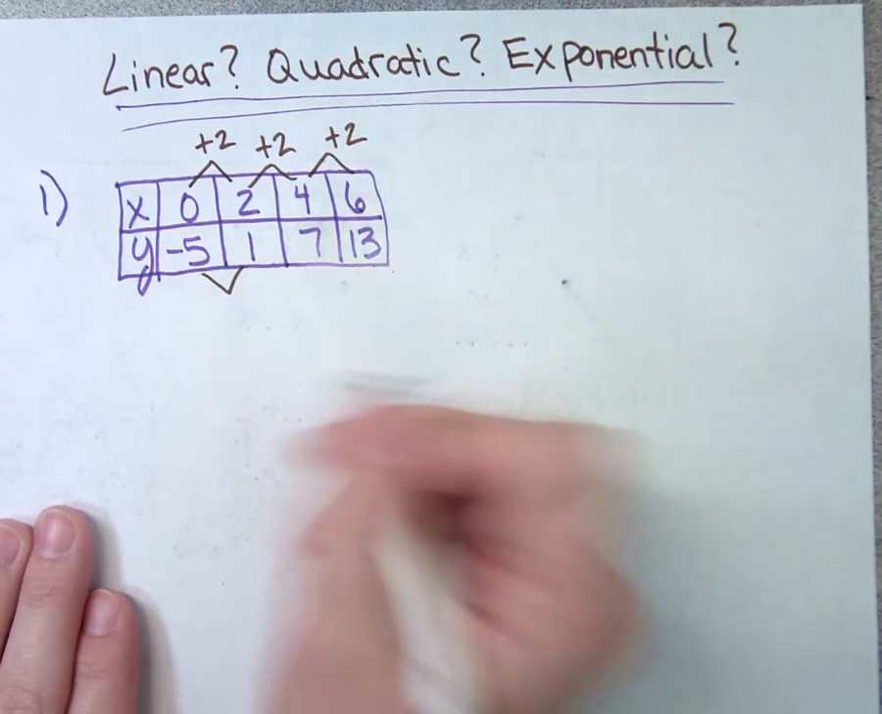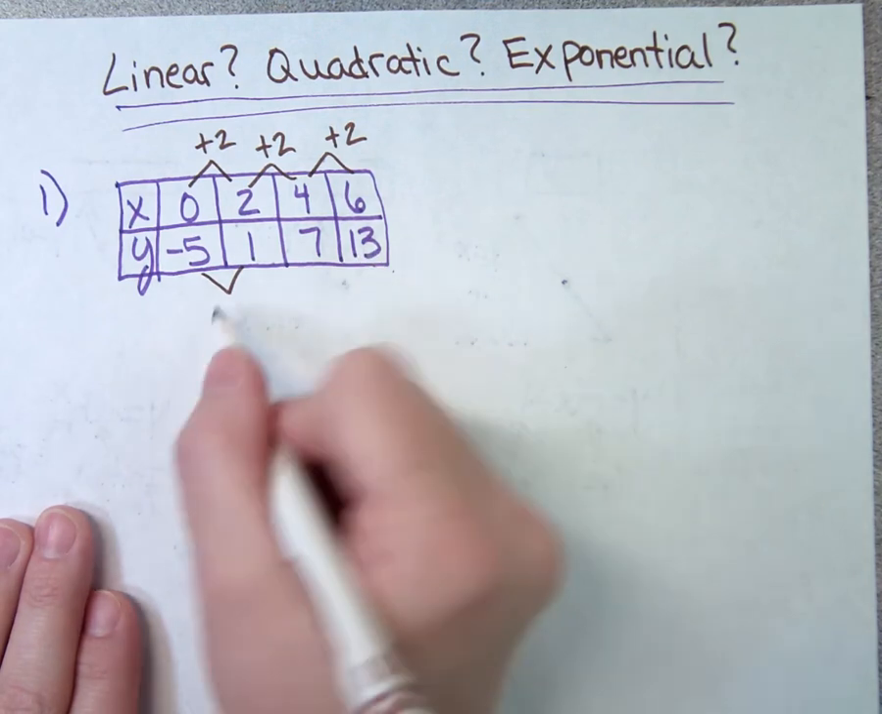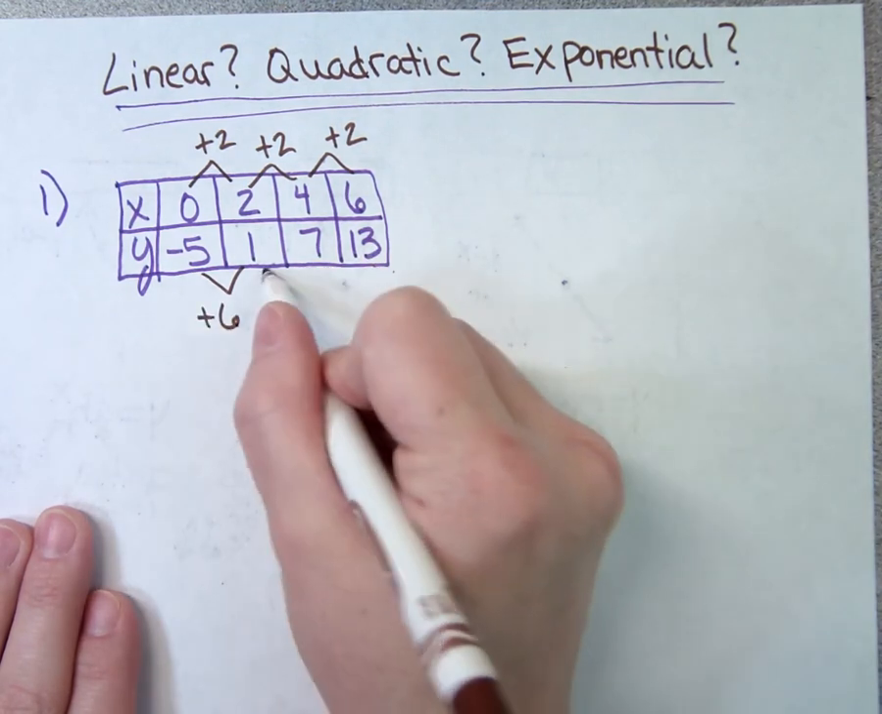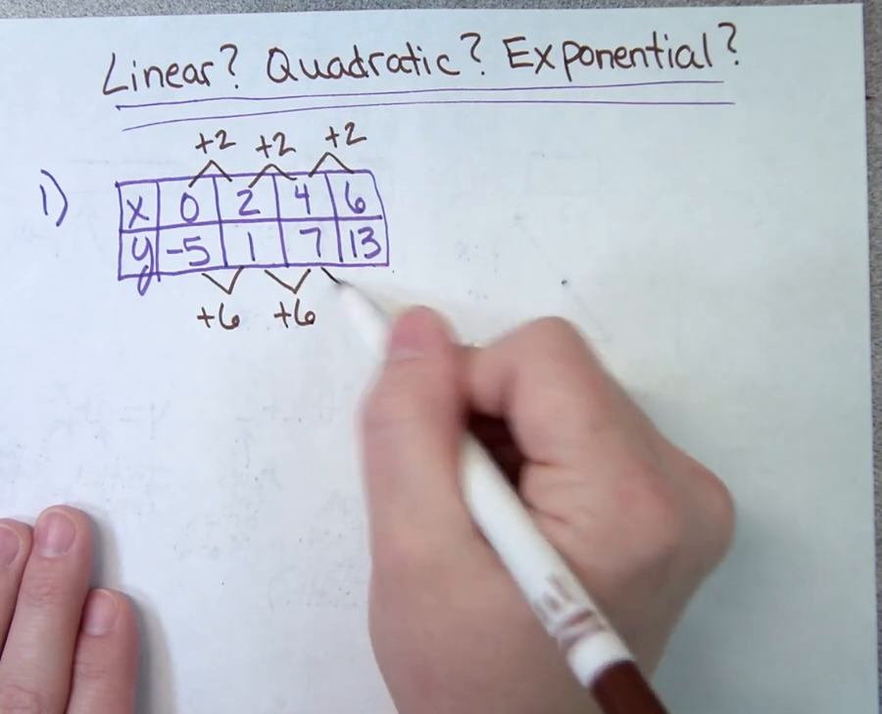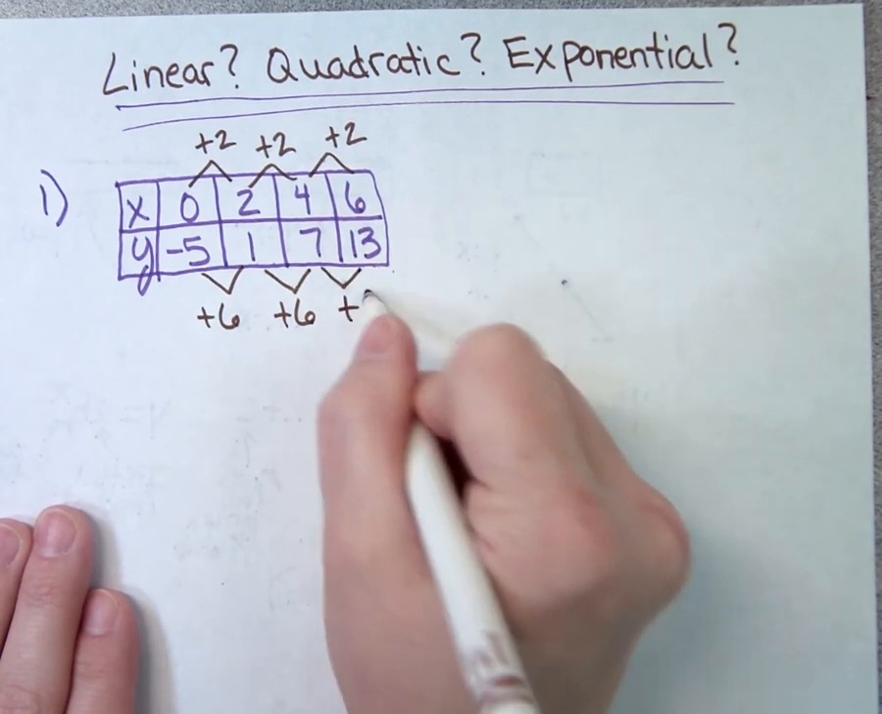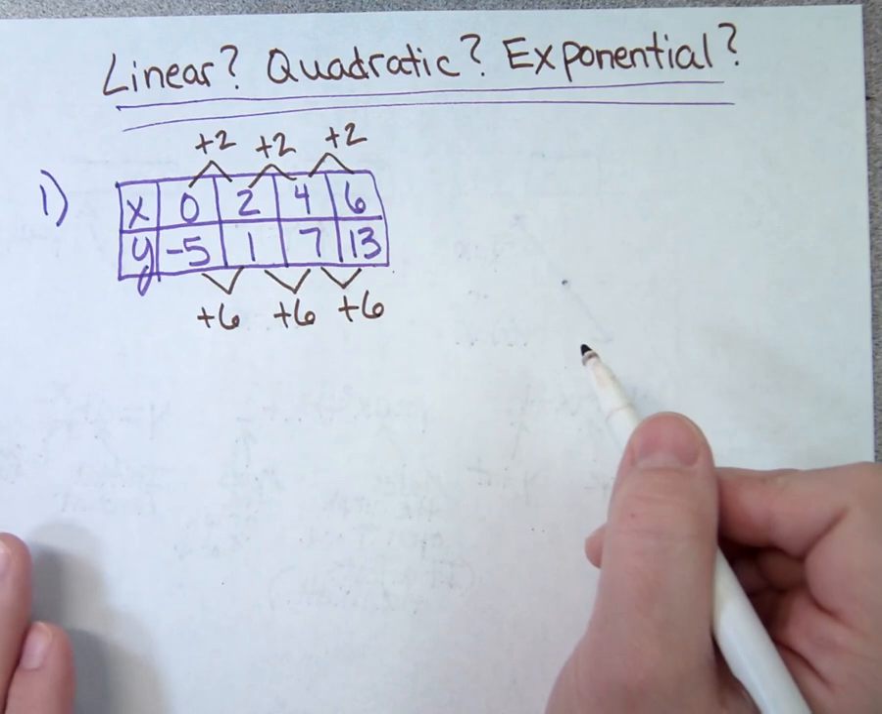Okay. How do you get from -5 to 1? You go up 6. How do you get from 1 to 7? You go up 6. How do you get from 7 to 13? You go up 6.